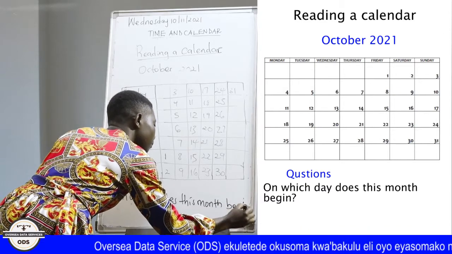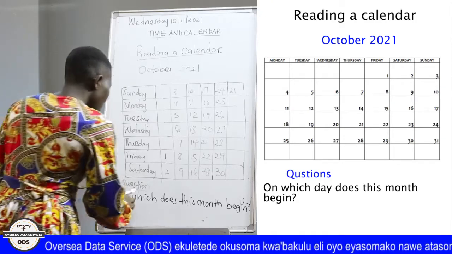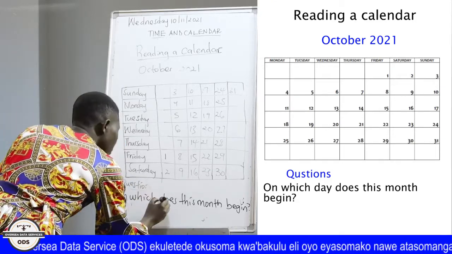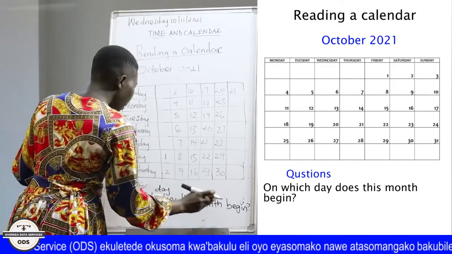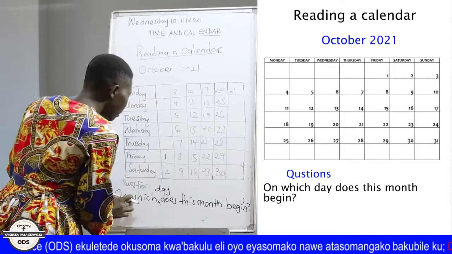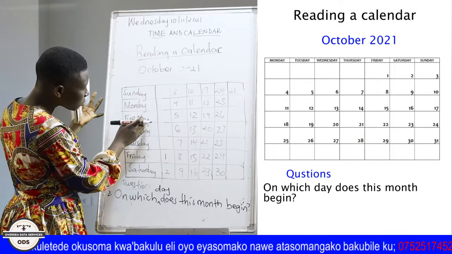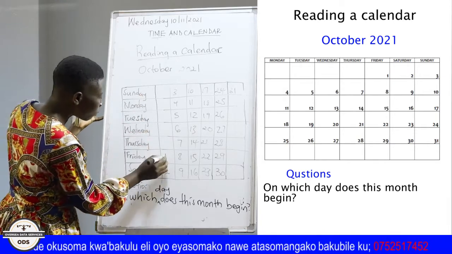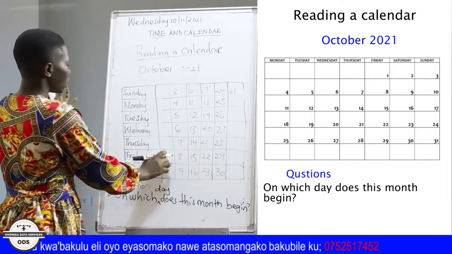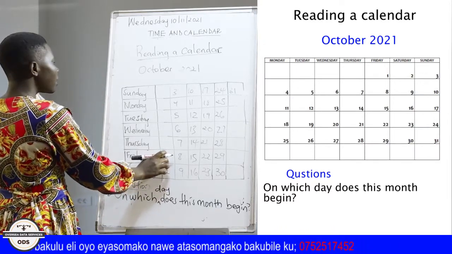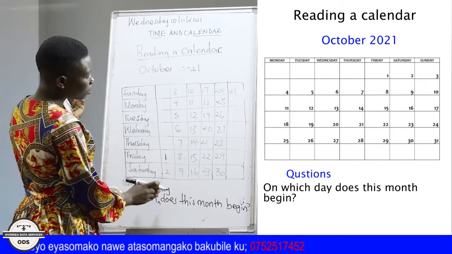does this month begin? Okay? On which day does this month begin? Of course, you have to look at the first day of this month, which was here. Then follow and get the day. The day was Friday. This month began on Friday. They are asking about the day.